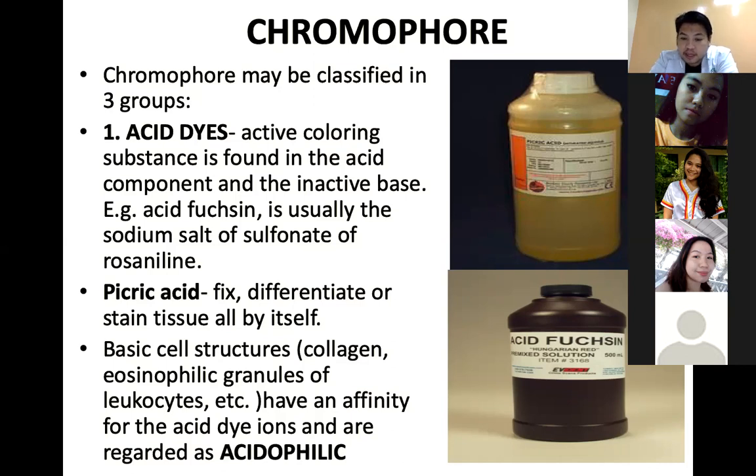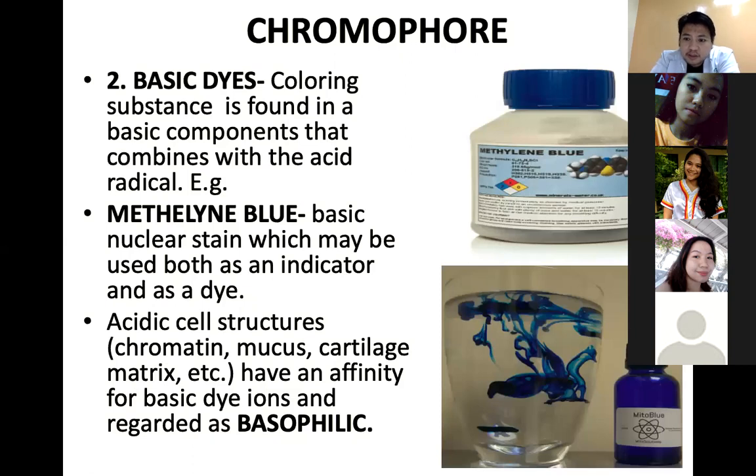Okay, so acid loving. Now let's go to our basic dyes. Basic dyes are coloring substances found in the basic components that combine with an acid radical. For example, our methylene blue, a basic nuclear stain, which may be used as an indicator and as a dye. Acidic structures, for example our chromatin, mucous, cartilage, and cartilage matrix, have an affinity for basic dyes and are regarded as basophilic, or alkaline loving.